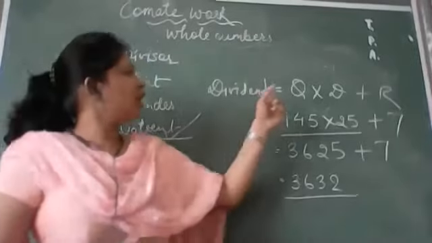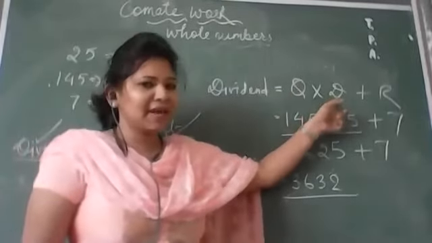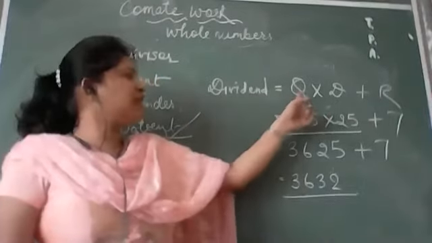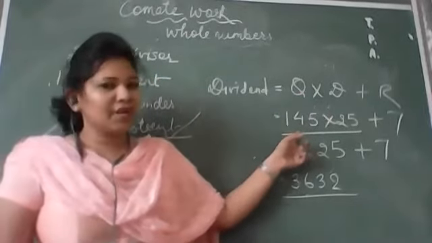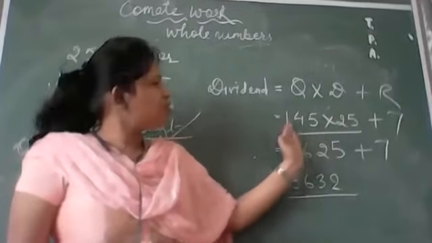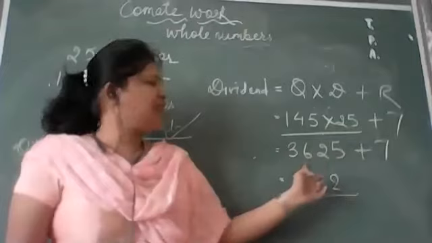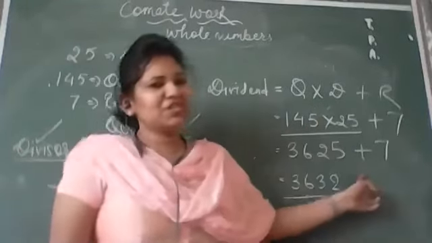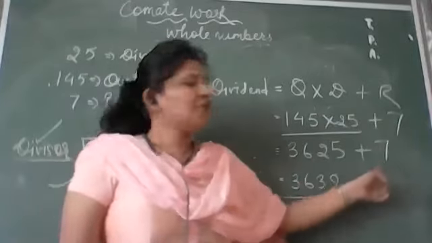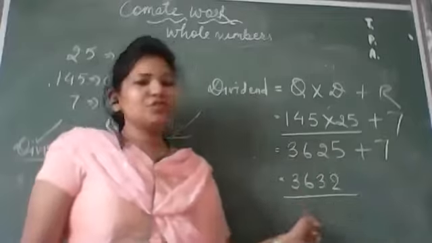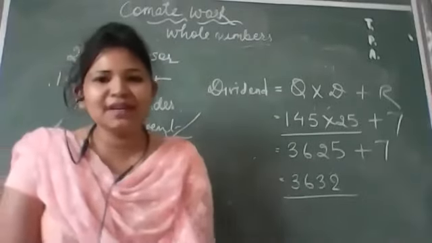According to this formula, quotient multiplied by divisor plus remainder, if you put in the values, because in the question it was given that the quotient was 145 and the divisor was 25 only, then 145 multiplied by 25 will give you 3625. Then plus the remainder, which is already written over here, remainder was 7 in the question. Now we will add these two, and you will get 3632.